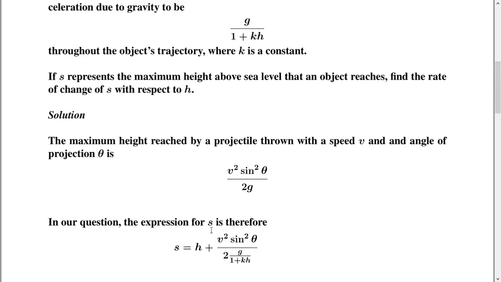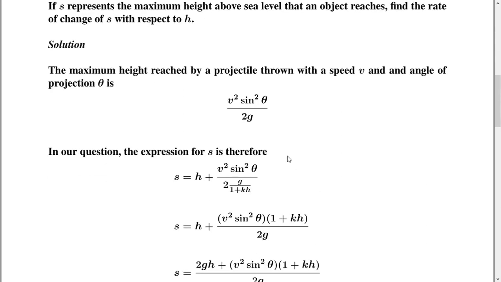And we will also add the value of h because s is the height above sea level. And the object is being thrown from a height of h. So we need to add h to this vertical height here. So we already have an expression for s. S equals h plus v square sine square theta by 2 times g by 1 plus kh.